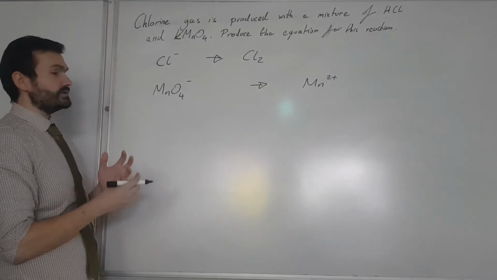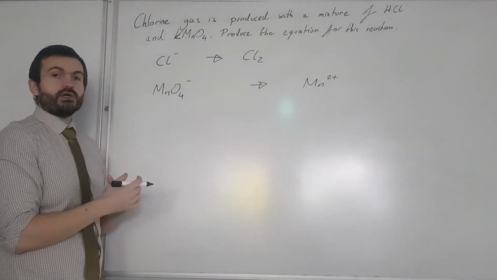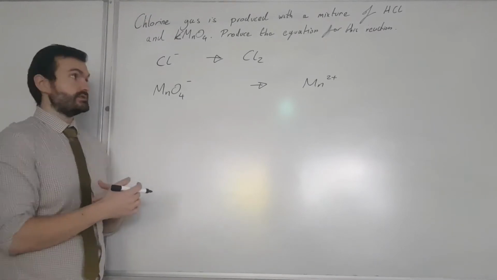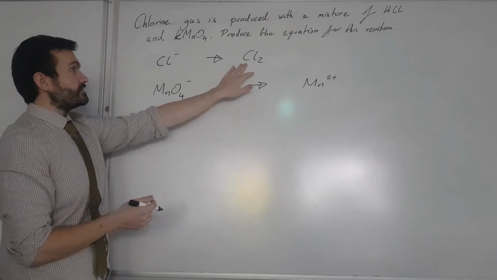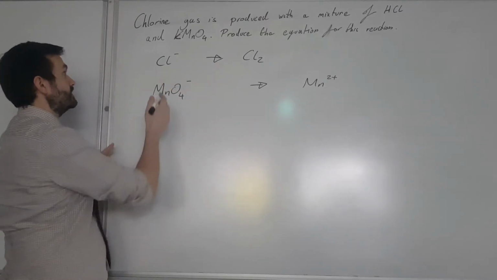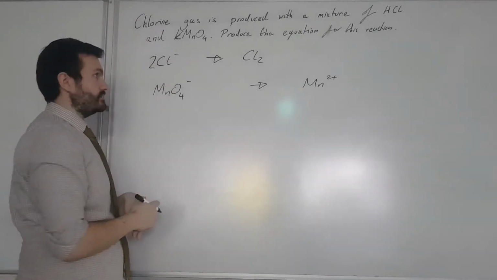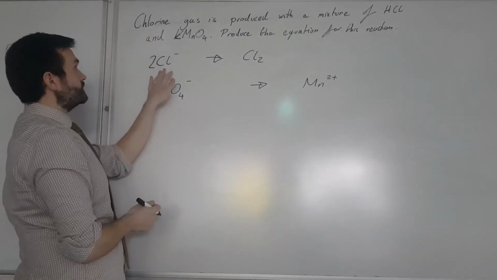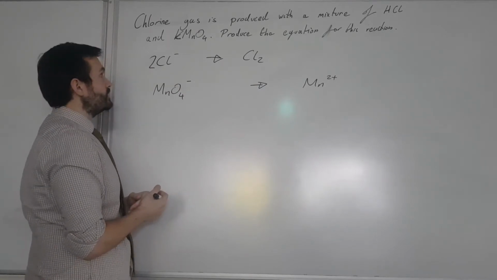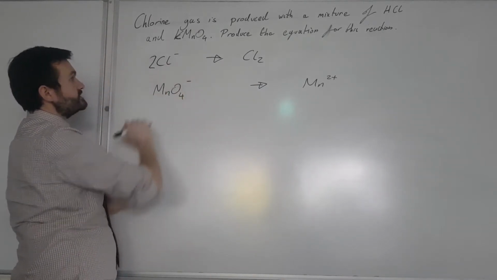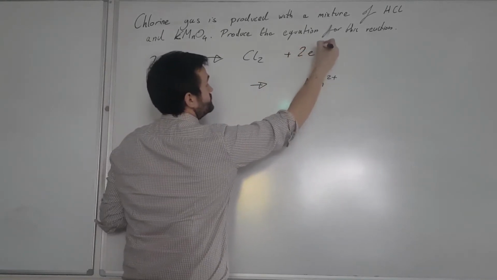So the first thing we're going to do is look at the species that we are interested in, and we're going to balance its electrons. We need to balance the mass first, so I'm going to put 2 here because I don't want to work with fractions at the moment. So 2 chloride ions makes 1 chlorine molecule. We have 2 negatives on this side, so we must have 2 electrons on this side.